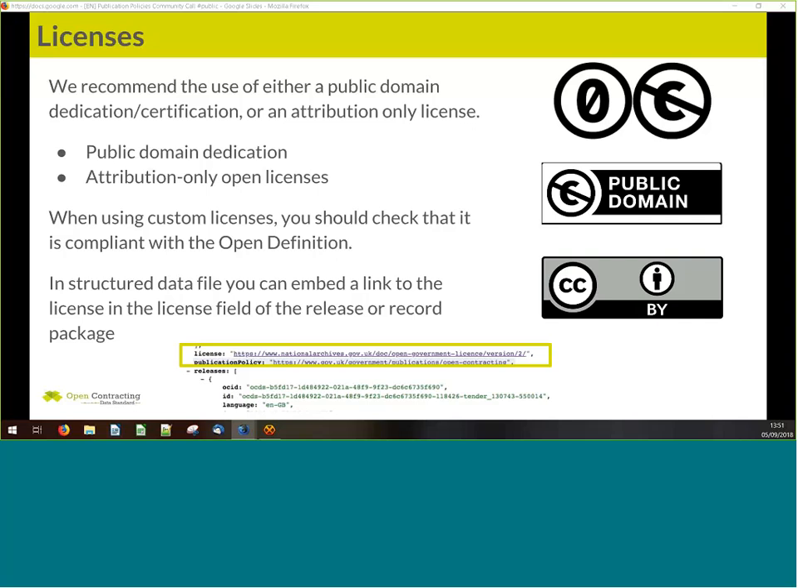The difference in an attribution only license is you're still saying the license allows for people to use and reuse that data, but the only restriction is that they must give attribution or credit to where the data originally came from.